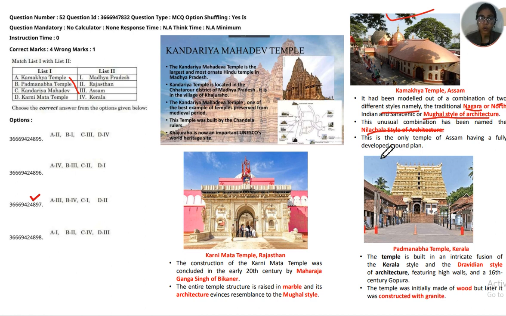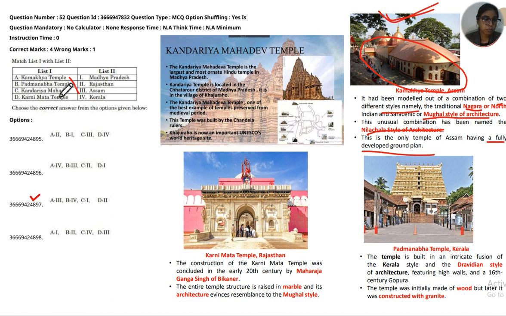Okay, and this is the only temple in Assam having a fully developed ground plan, like no first floor, second floor, third floor plans. The whole temple lies on the ground floor only. So this was your Kamakhya temple, which is in Assam.